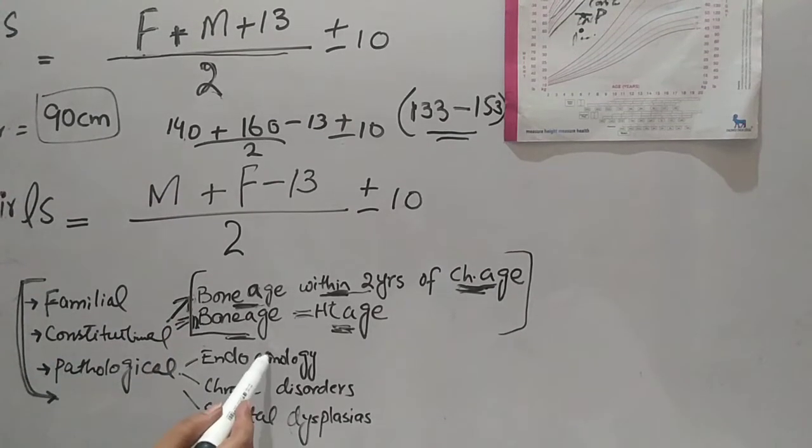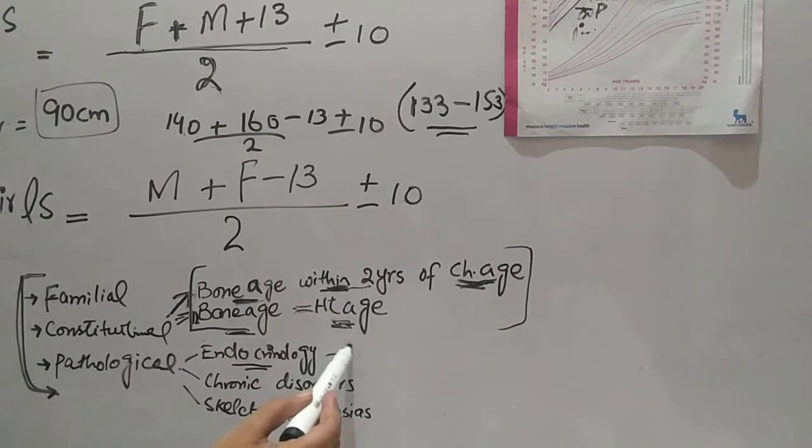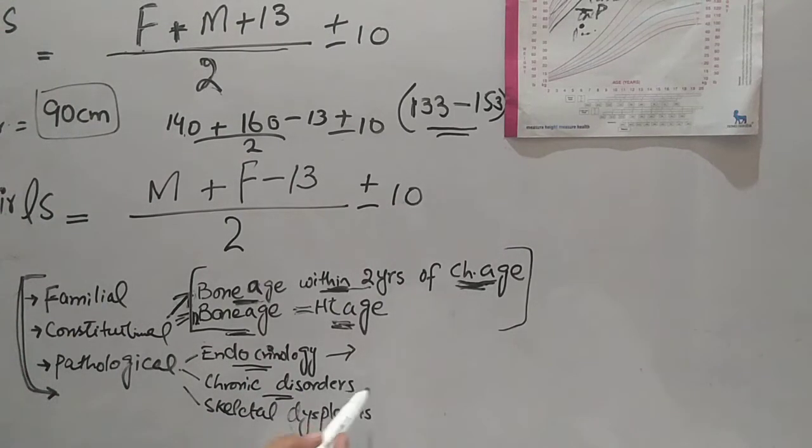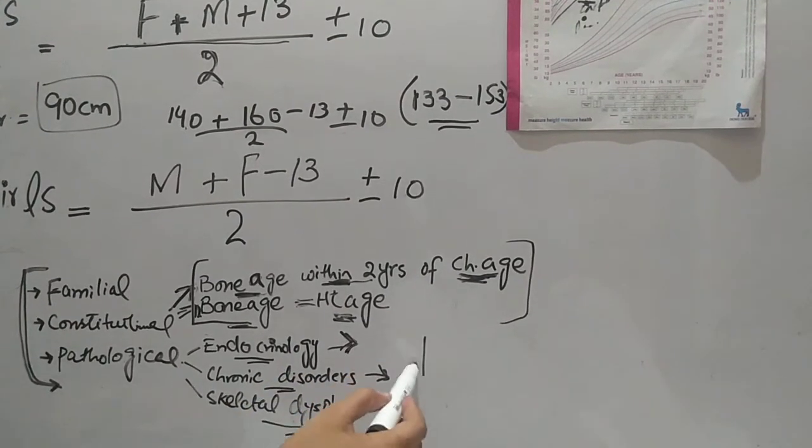And you will look for the other causes of pathological short stature, either endocrinological causes, growth hormone deficiencies, chronic disorders like CKD, etc., and skeletal dysplasias. You will investigate further for pathological short stature. That's it.